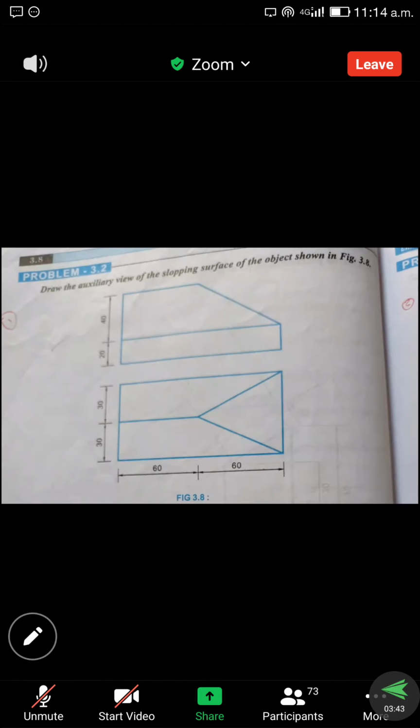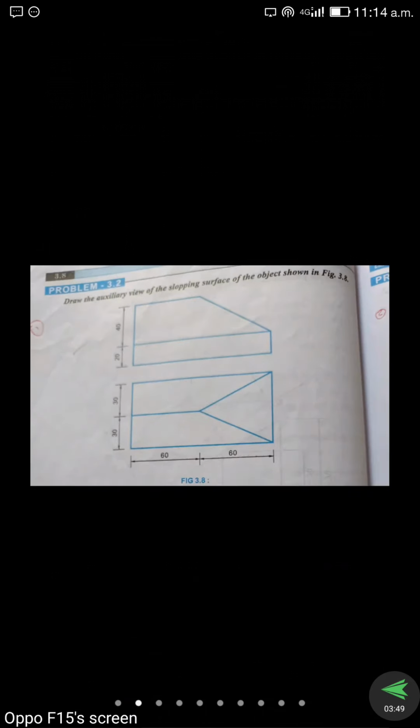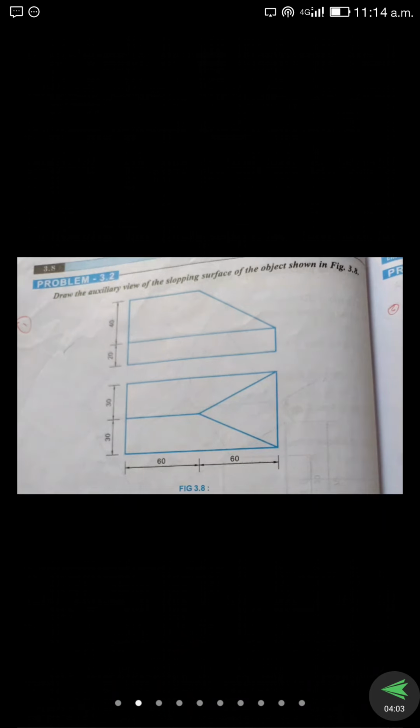Draw the question. Draw the auxiliary view of the sloping surface of the object shown in the figure. Okay. So here the front view and top view are given. Okay. This is the question. So here the front view and top view are given.